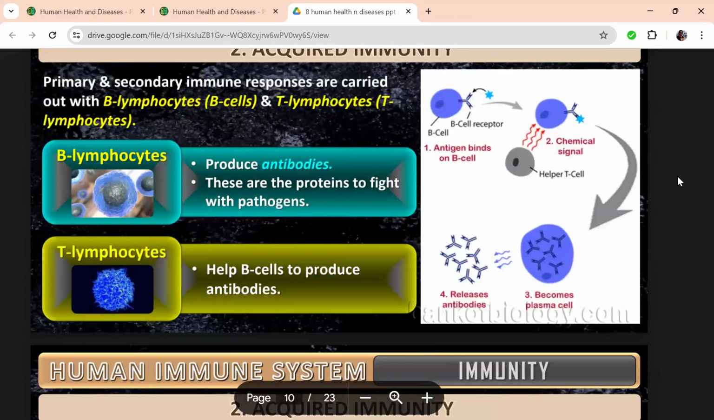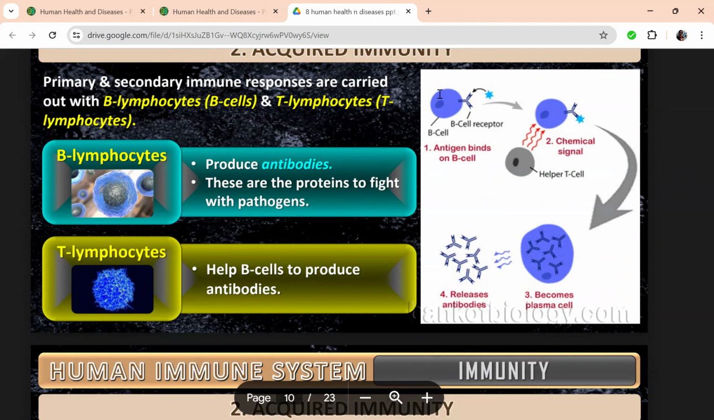Now the primary and the secondary immune responses are carried out by B cells and T cells. B lymphocytes produce antibodies, which are proteins that fight pathogens. And T lymphocytes help the B lymphocytes produce the antibodies. So how is it occurring?